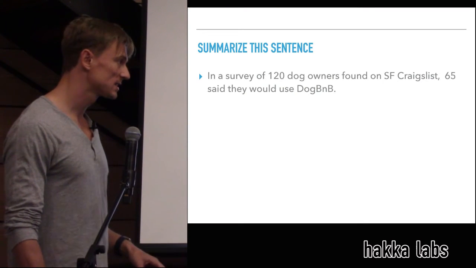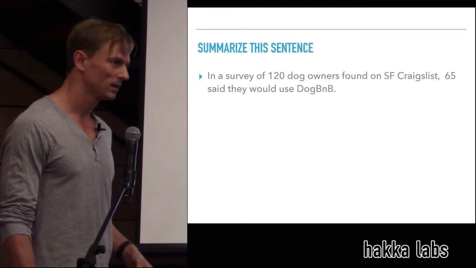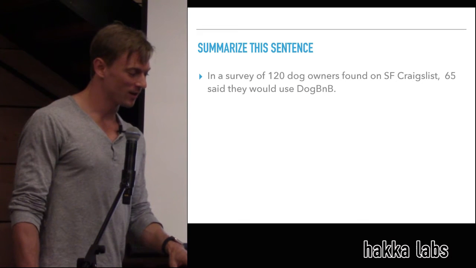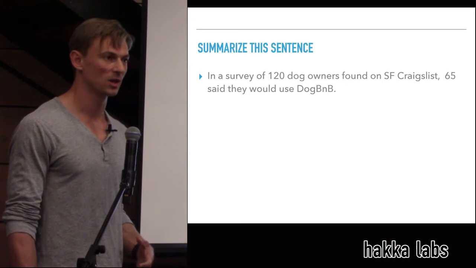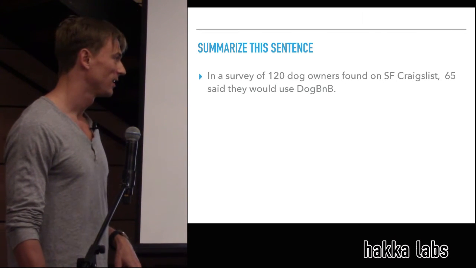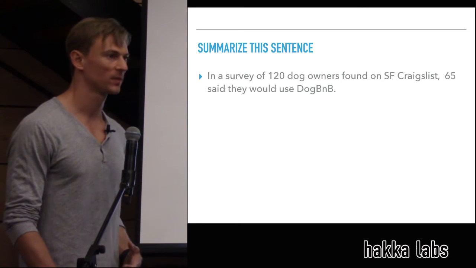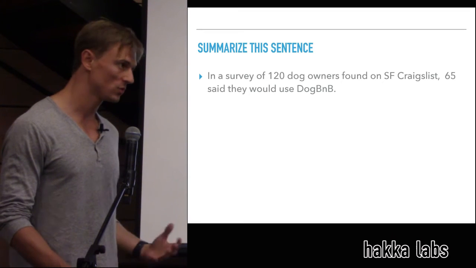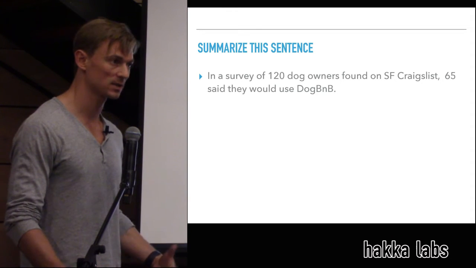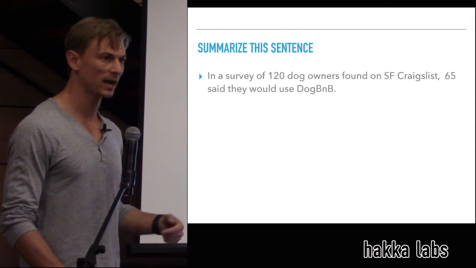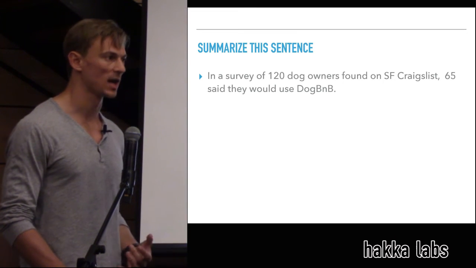Okay, next example of a bias. So we're still working in Dog B&B. It's growing fast. In a survey of 120 dog owners found on SF Craigslist, 65 said they would use Dog B&B. How would you summarize this finding to the rest of the company? So you're working as a data scientist. It's your job to run surveys, to conclude, and then summarize. And you have to write this out in a one-line summary in your company's weekly report. How would you do that in 10 words or less?